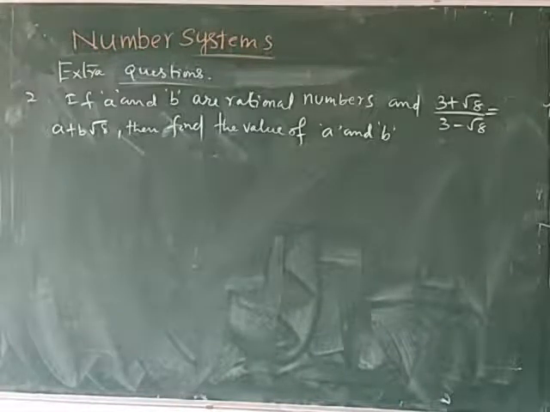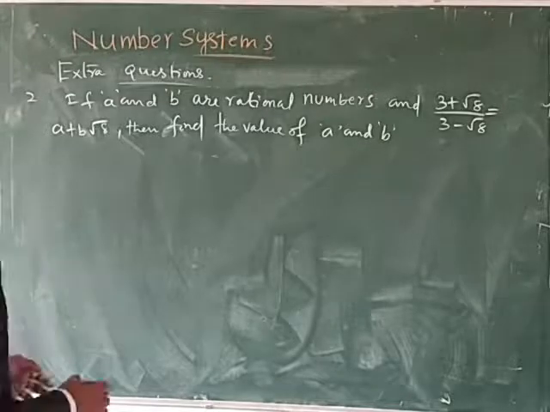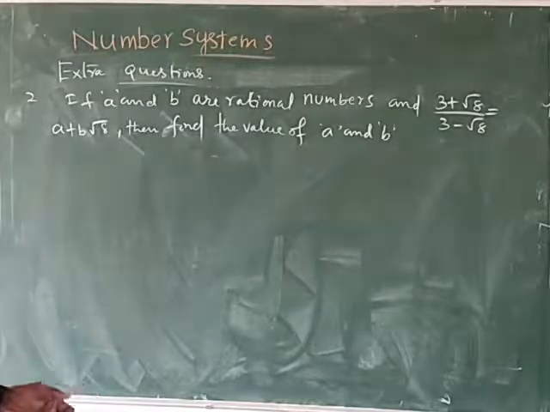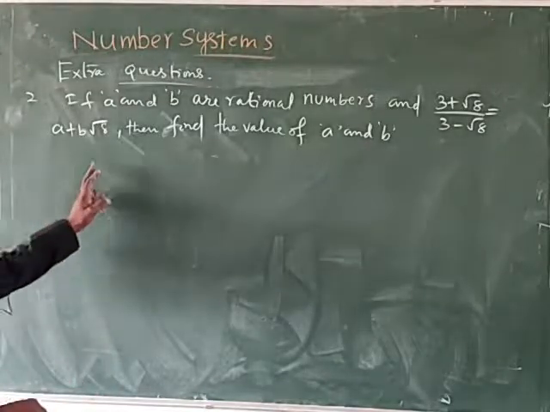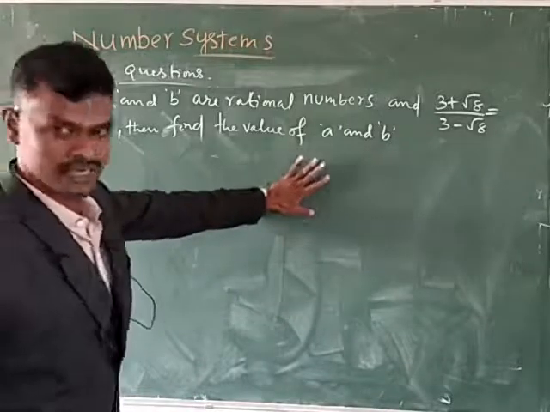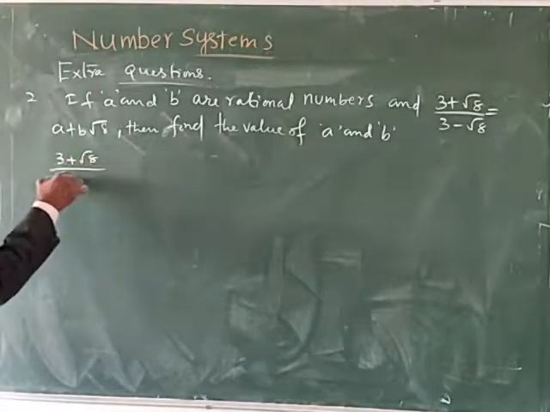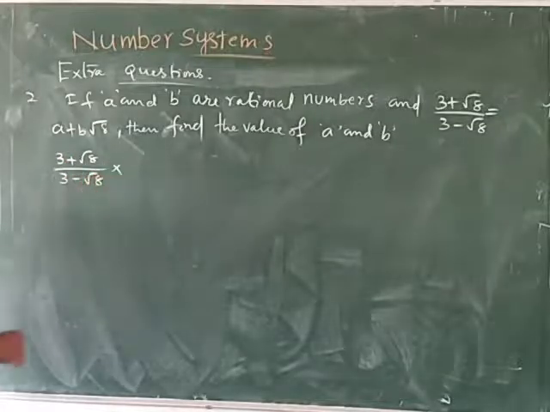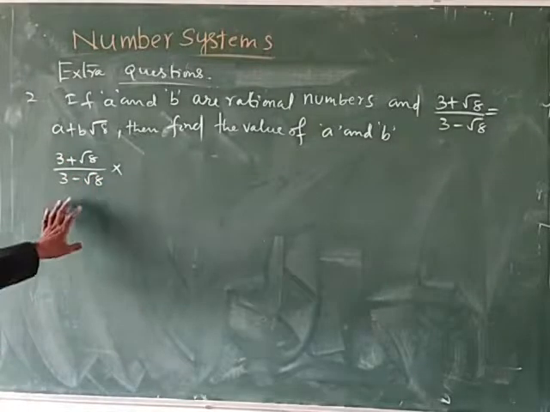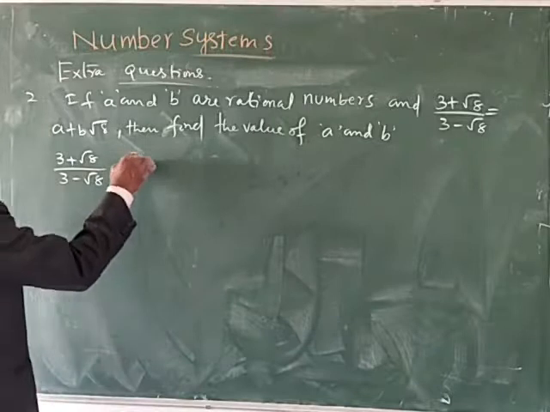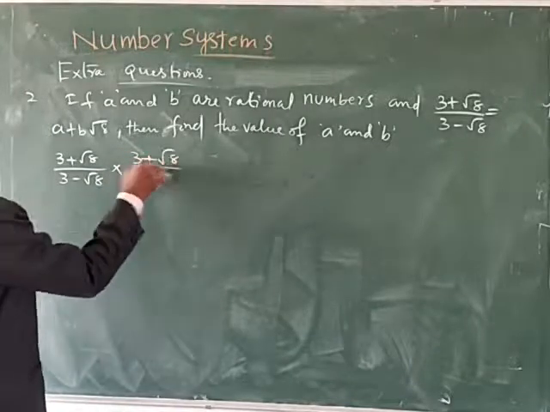Okay, next question. If a and b are rational numbers and 3 plus root 8 by 3 minus root 8 is equal to a plus b root 8, then find the values of a and b. See here, 3 plus root 8 by 3 minus root 8. First you have to rationalize the denominator. First you have to write the rationalizing factor: 3 plus root 8 by 3 plus root 8.